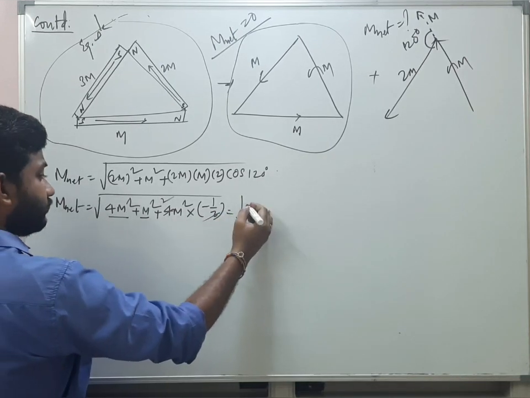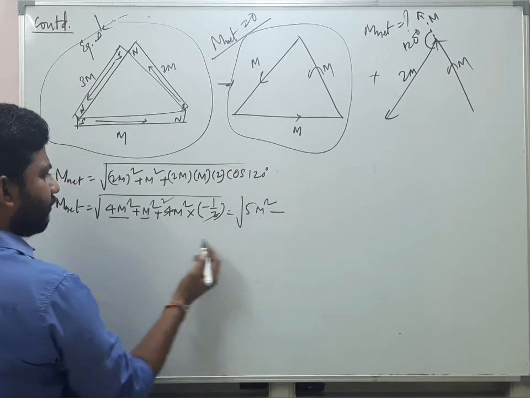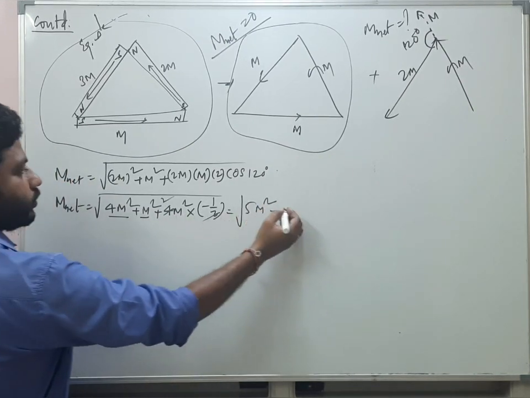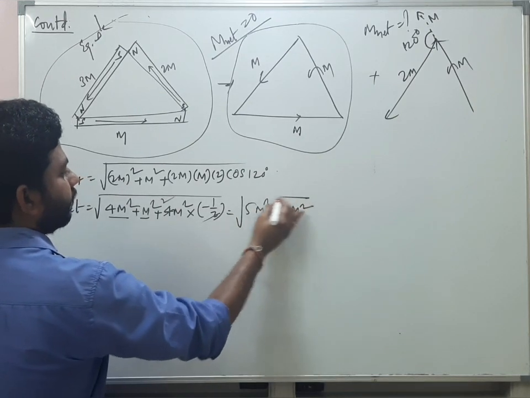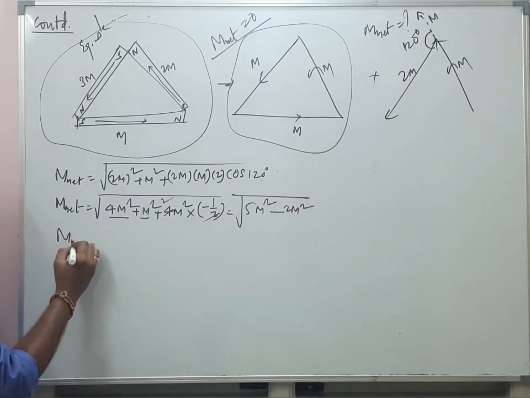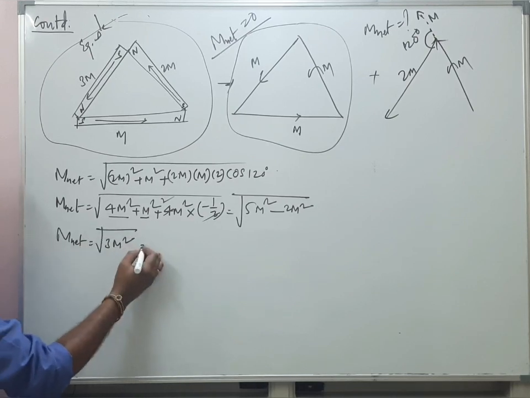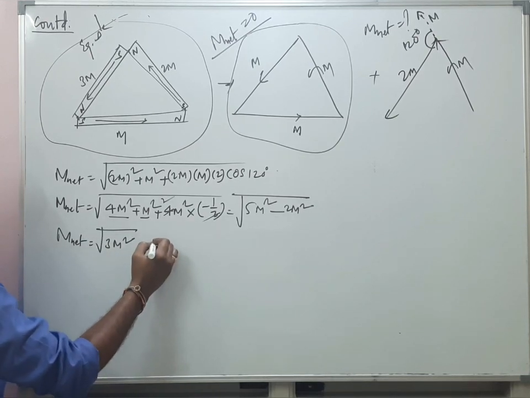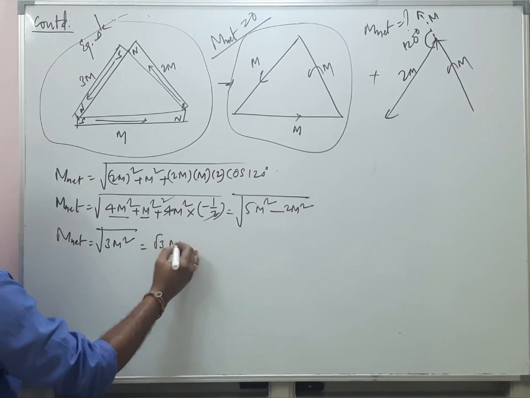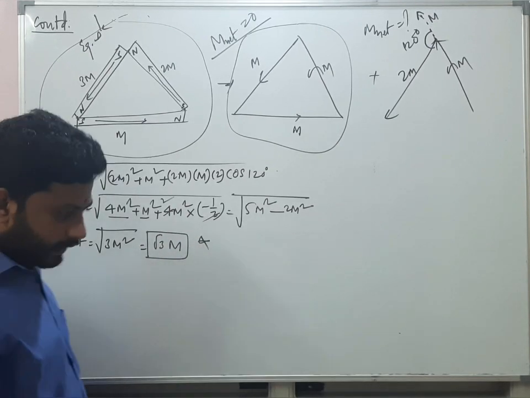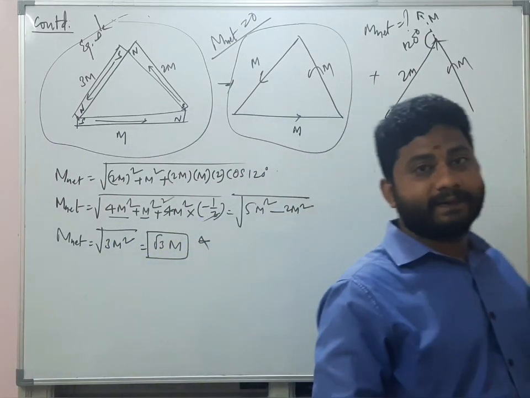5m square minus, it's 2 is there, minus 2m square. So you can write the net magnetic moment will be equal to square root of 3m square. So the final answer will be root 3 m. I hope you understand the point.